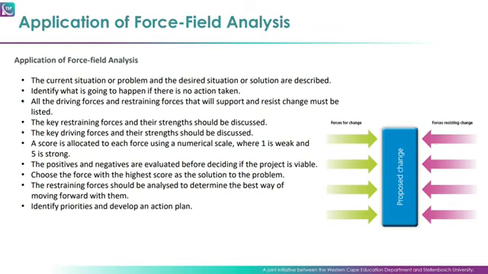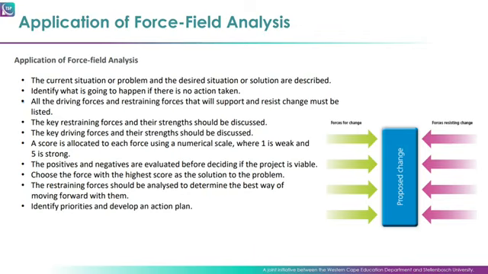Then to go on with the process, a score will then be allocated to each force using a numerical scale, where a 1 is allocated if the statement is weak, and a 5 if it is a strong reason for why that particular force is, in this case, a good strength, or it is something that the business really should consider. It's a good reason for why we want to bring change, or if there is a good reason for why we would not want to bring change. So the positives and the negatives are then evaluated before deciding if the project or the change that wants to be implemented will be viable.